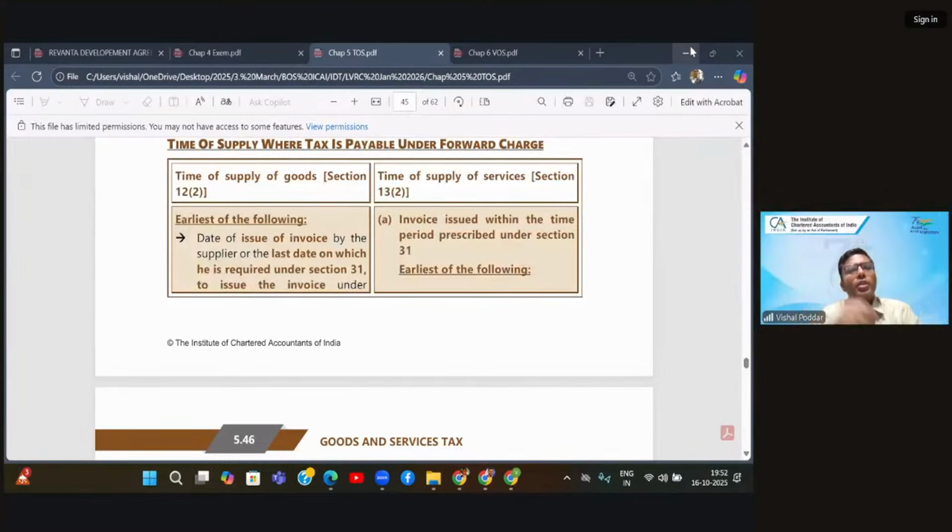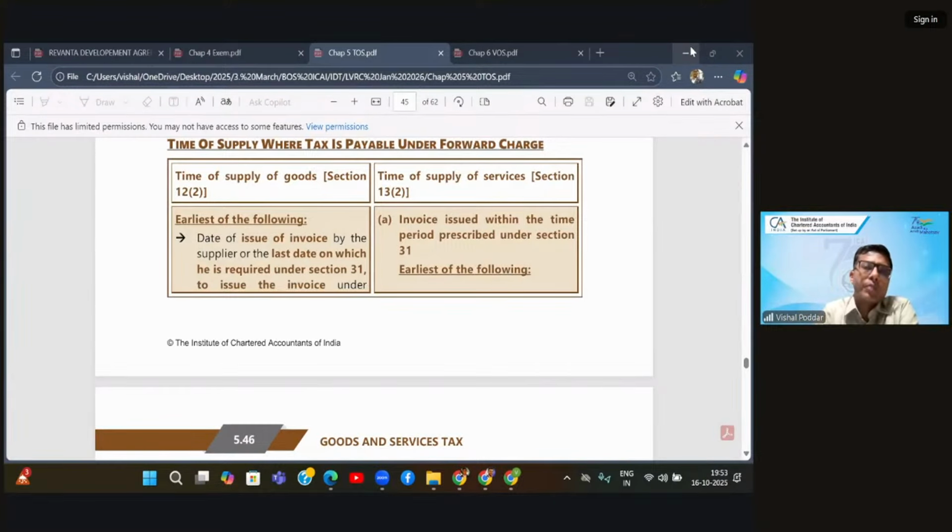Now, in case of such continuous supply of service, what is the time of supply? Again, the time of supply is the earliest of the three dates: the date by which the invoice should have been issued as per 31, the actual date of invoice, and the date of receipt of payment, whichever is earlier. Now, out of this, what is section 31 saying? What is the date by which the invoice should have been issued? For continuous supply of service, section 31 has given three scenarios. And for each scenario, there is a date by which the invoice should have been issued. What is that date?